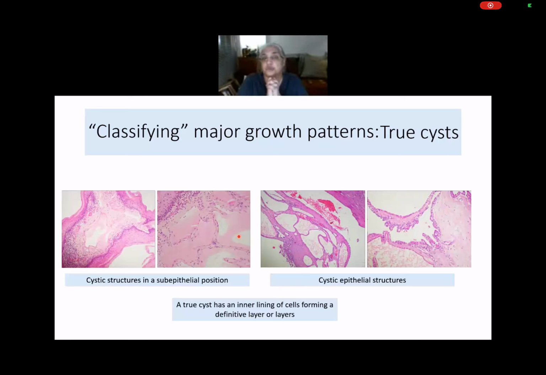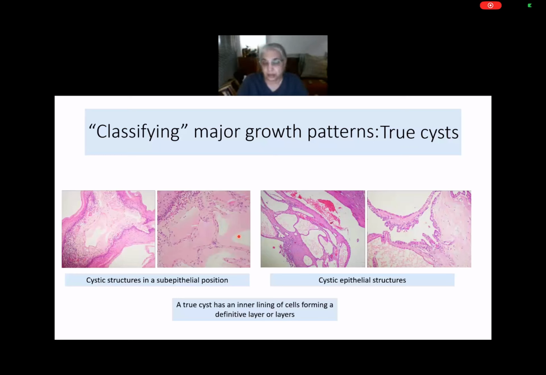But how do you define a true cyst? Both are true cysts. Okay, because they have an inner lining of cells forming a definitive layer. Here the lining is endothelium, and on that side the lining is epithelium. You can get mesothelial cysts, and they are true cysts. Do you have mesothelial cysts in the abdomen? You can get mesothelial lined cysts in the pleura. They are true cysts. So somebody telling you that true cysts are only lined by epithelium is not entirely true. You can get true cysts of endothelium. You can get true cysts of mesothelium.